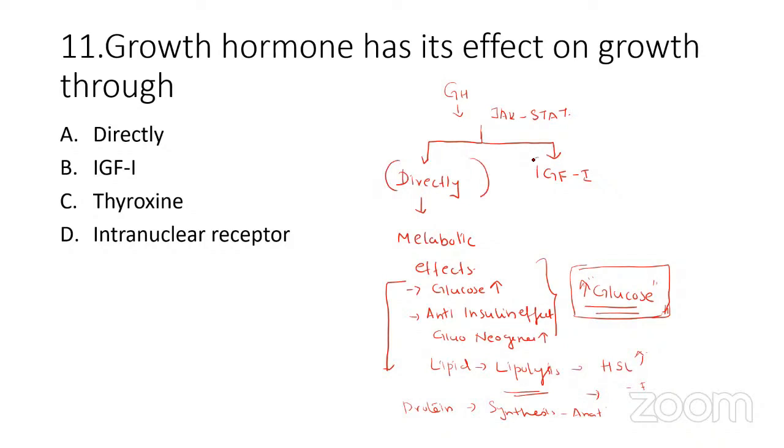But the indirect action, the growth-promoting actions, such as growth of bone and cartilage and formation of osteoblast cells and cartilages, are mediated by insulin-like growth factors. One important point: these are produced from the liver. These are also known as somatomedins.